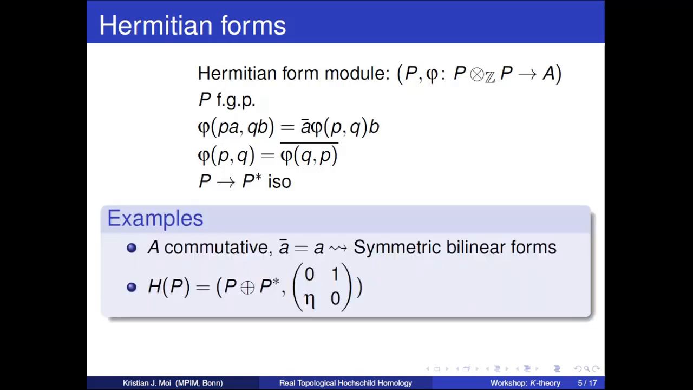Okay, so here are some examples. If A is commutative and you take the identity to be the involution, then you get symmetric bilinear forms. And regardless of whether A is commutative or not, there's always this particular form, which is called a hyperbolic form. It's a canonical example.